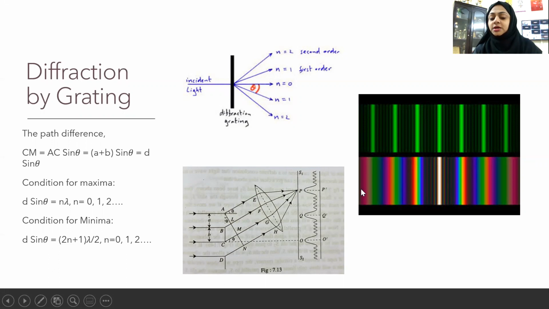So this is the pattern we observe when light passes through a diffraction grating. If it is monochromatic light, this is the pattern, and if it is white light, this is the pattern.